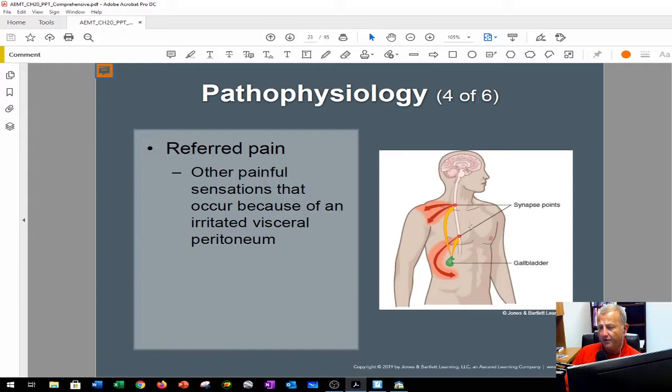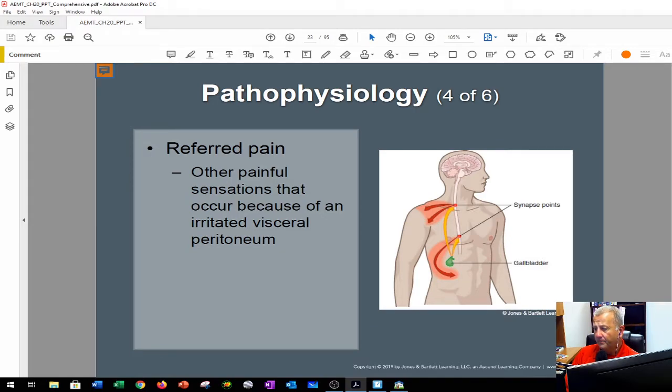And so here we have referred pain, and that's what I was talking about earlier. Let's say, for instance, I have gallstones in my gallbladder, and I'm having pain from that. Well, that pain may be up here in my shoulder, or it may be right there in the right upper quadrant, and may be radiating to that right shoulder, or it may just be right shoulder. It just depends on the nerve pathways and how they respond. And so it's pretty interesting how it works.